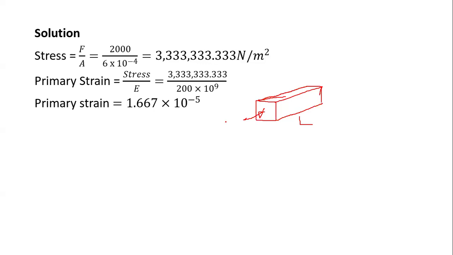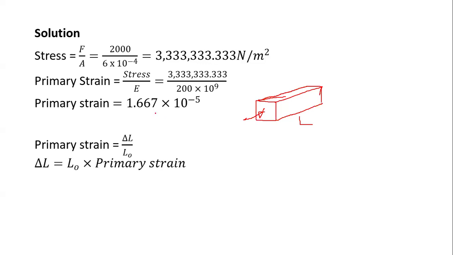So then we can now apply that formula for strain, which is change in length over original length. And we will use this same value we have here. So we make change in length the subject. You have original length multiplied by the primary strain. So our original length was 50 centimeters, converted to meters is 0.5. The primary strain, this is the one we just calculated, 1.667 times 10 raised to power negative 5.